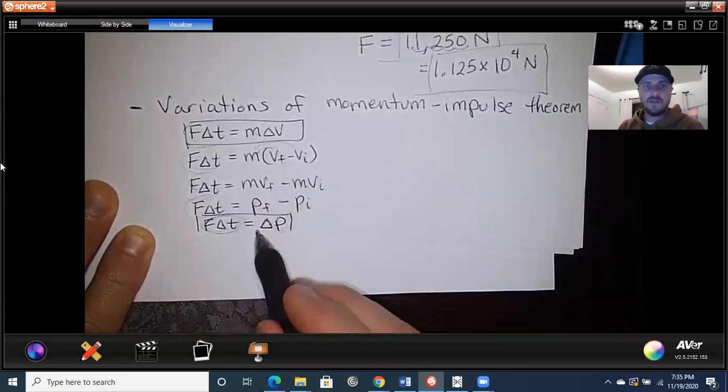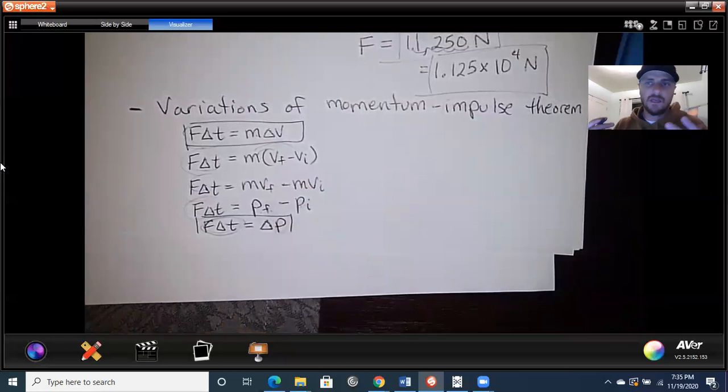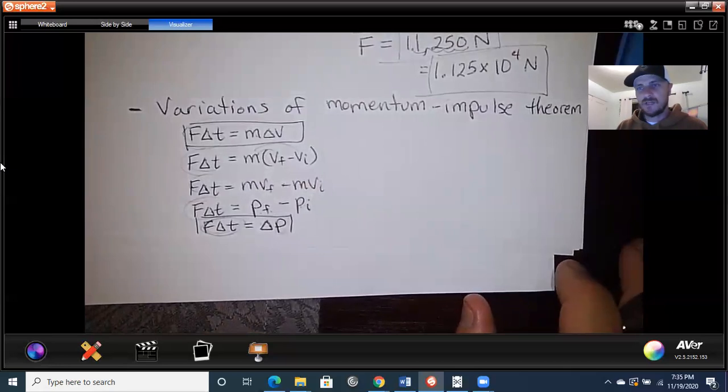So any of these variations are useful depending on what they give you in a problem. So there you go. We're going to talk about those conceptual examples later.